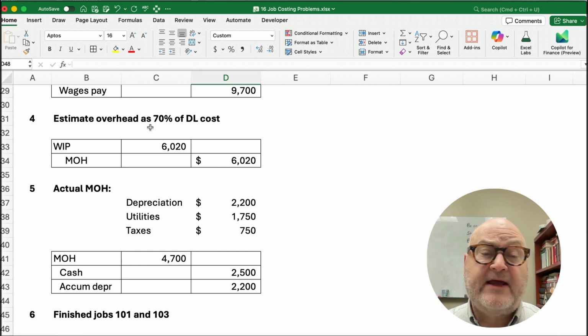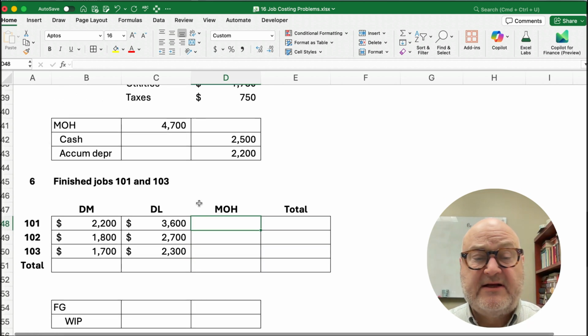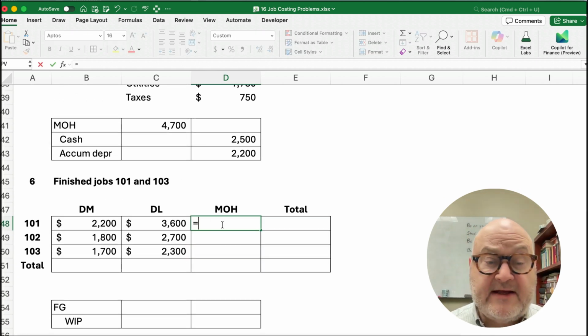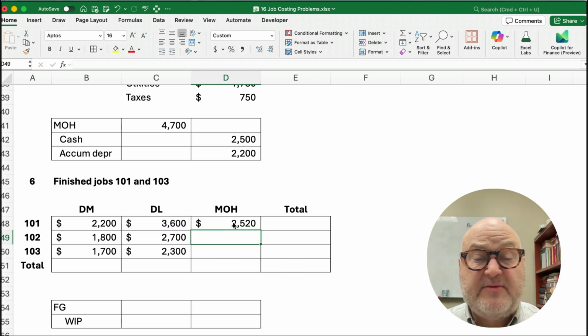We estimate overhead as 70%. In this problem, this particular company estimates overhead to be 70% of direct labor costs. So we're going to take the 3,600 times 0.7. So that's 70%, and then we can just copy this down.